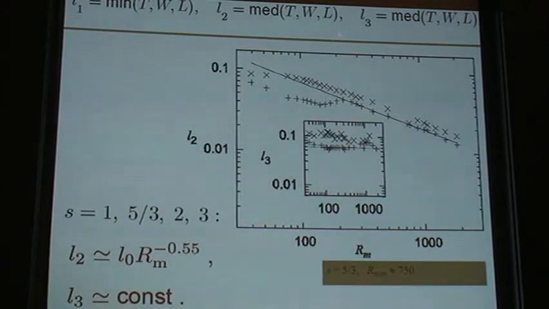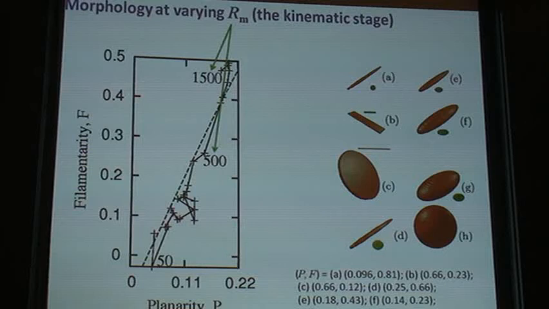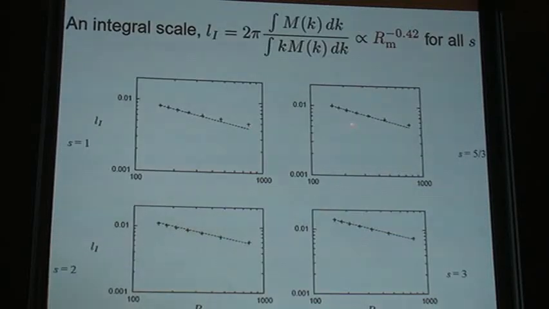Next, thickness of the structures. Width, it was thickness, the smallest. Width is the medium. This shows the scaling Rm to the power minus 1/2, 0.55, which is inconsistent. It was never predicted by any model. The origin of this is still unknown. And the integral scale shows no dependence on Rm as expected, because it's just the integral scale of the flow.